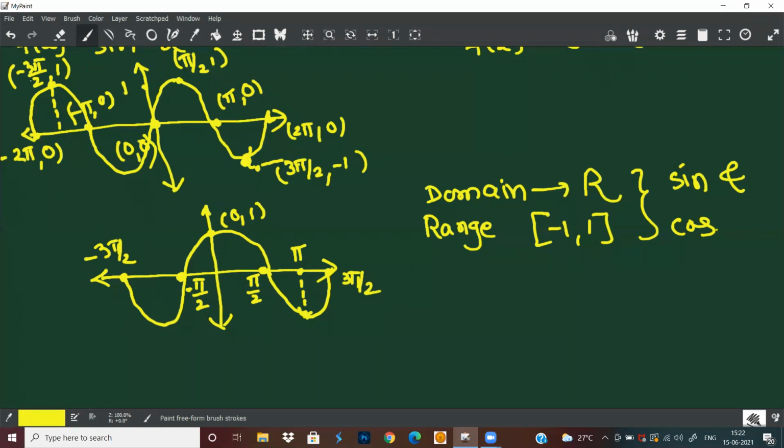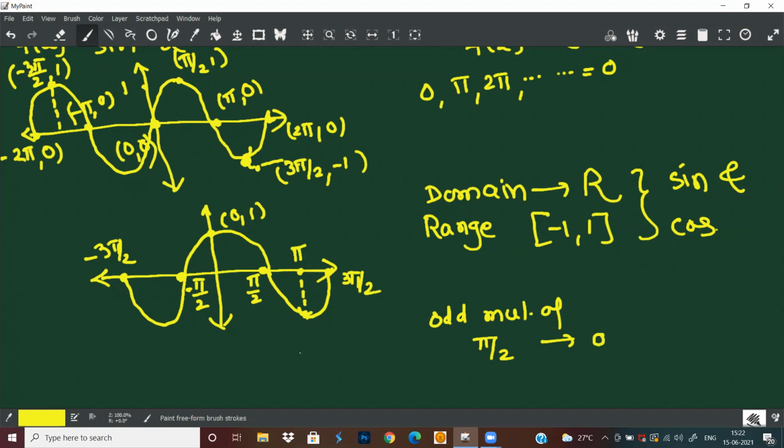Okay. But only thing is, on horizontal line, that is 0, π, 2π, 3π, all integral multiples of π, sine becomes 0. And here are odd multiples of π/2, cos becomes 0, correct? They become 0. ये है, this is a graph of f of x is cos of x.